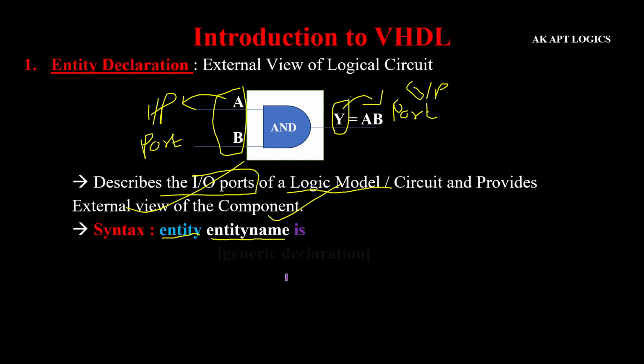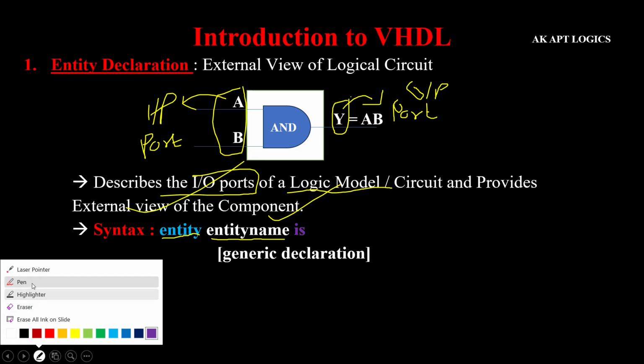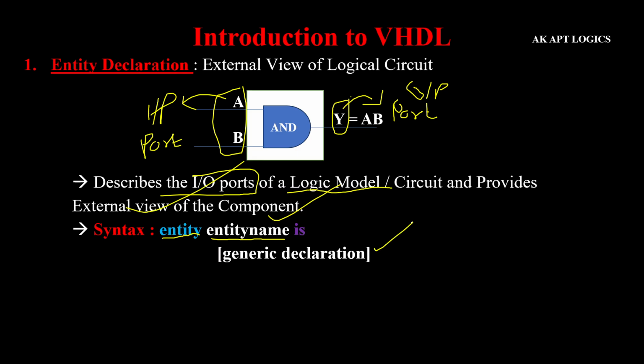Next, generic declaration. I already told you what generic declarations are. Generic declaration means any constant value declarations, like in your baud rate generator, where we are going to use the 9600 constant value. Also, to make any design a parameterized design, we use generic declarations.